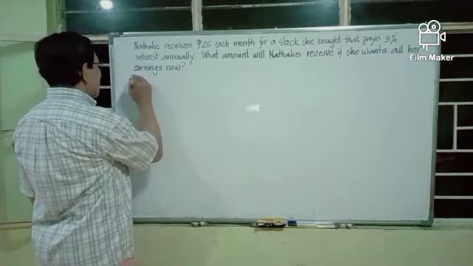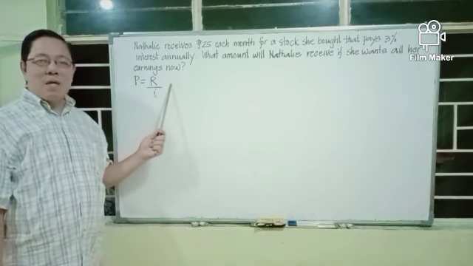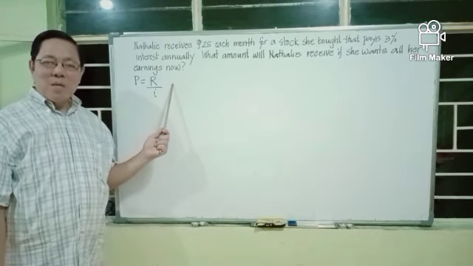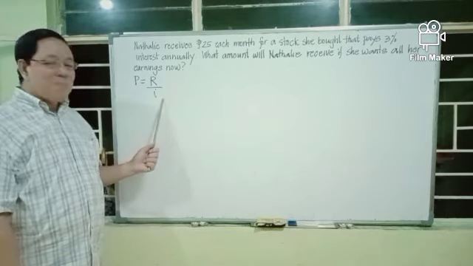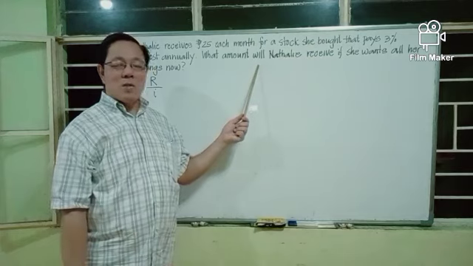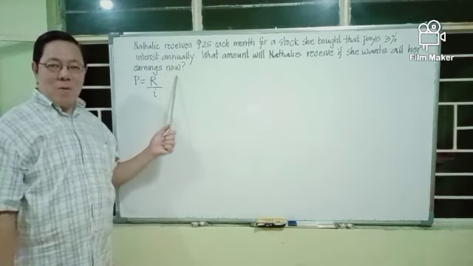The formula is quite simple to remember. Present value of a perpetuity is equal to capital R, the regular payment per period, divided by the interest rate per period. For our example, consider the following problem. Natalie receives 25 pesos each month for a stock she bought that pays 3% interest annually. What amount will Natalie receive if she wants all her earnings now?